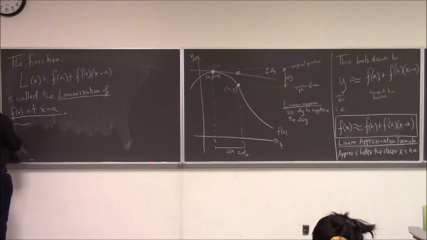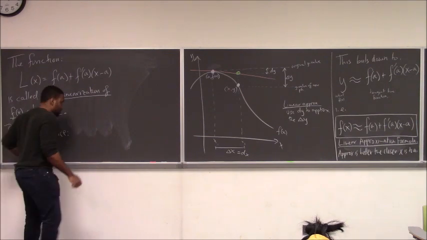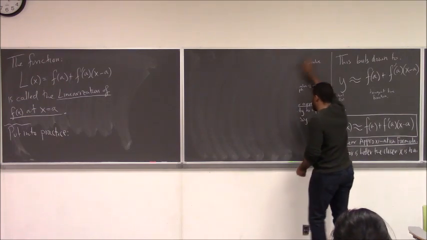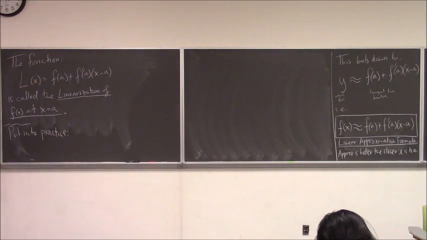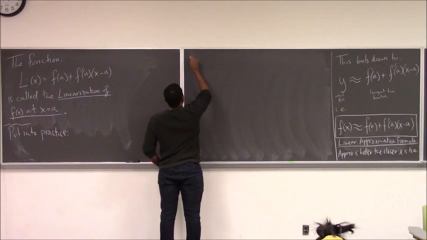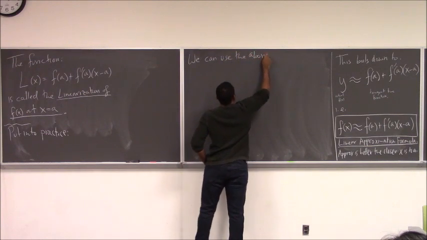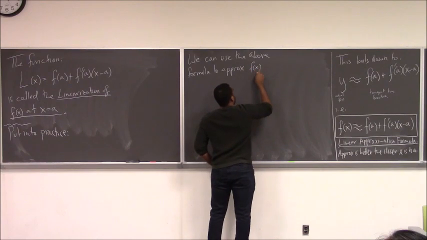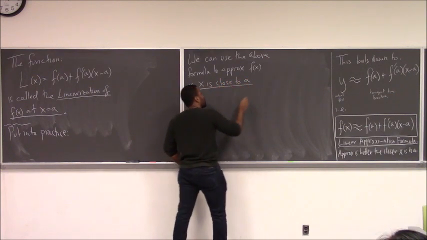So now, let's put it into practice. Sometimes you want to know about the value of a function or what a function is doing, but the function itself is very difficult to deal with. What you do know is that at a point close to the point that you care about, you know a lot more about what's going on. We can use the above formula to approximate f of x if x is close to a. As close as we can get.